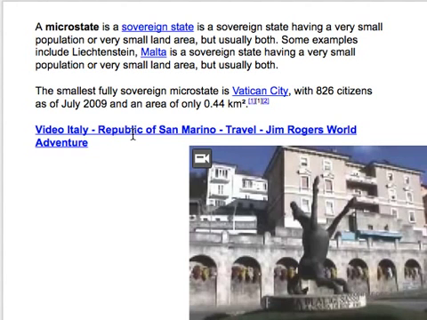On top of that, there are the microstates. These are tiny, tiny sovereign states. Some examples of these would be Liechtenstein and Malta. It's a sovereign state, but they have a very, very small population and a very, very small land area. The smallest sovereign state, microstate in the world is the Vatican City with 826 citizens. Something for you to have a think about, quite a small country there.